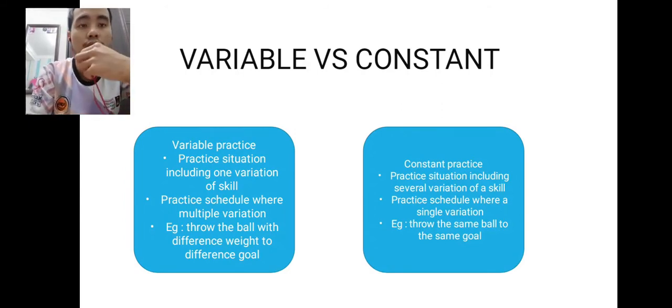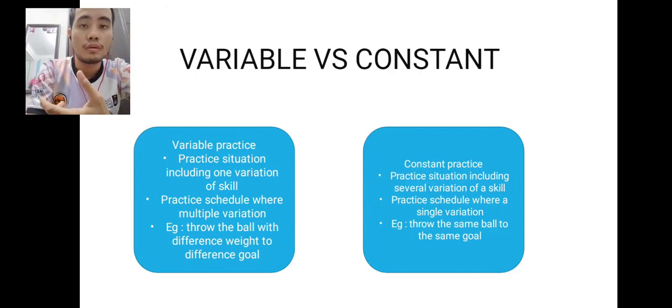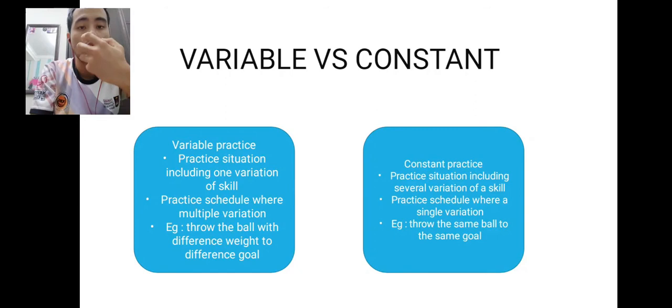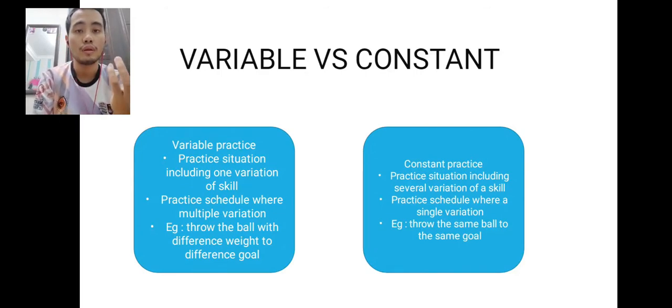Okay, variable versus constant. I will tell you the difference between variable practice and constant practice. Firstly, variable practice is a practice situation including many variations of a skill. It is a practice schedule where there are multiple variations, for example, we throw the ball with a different weight to a different goal.